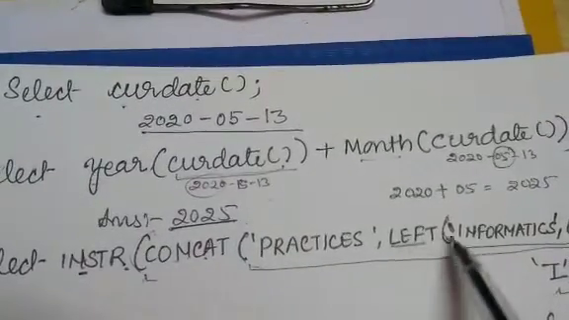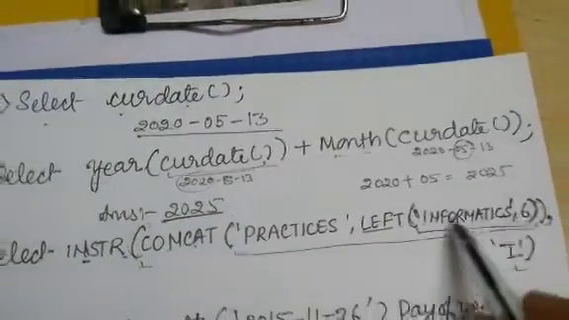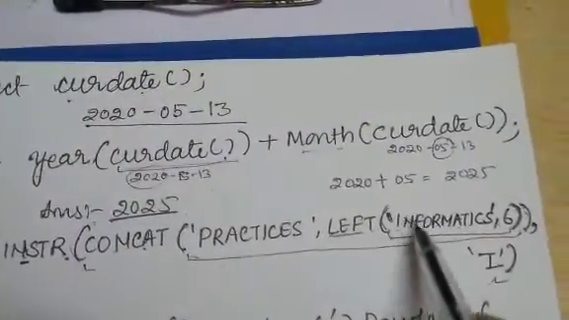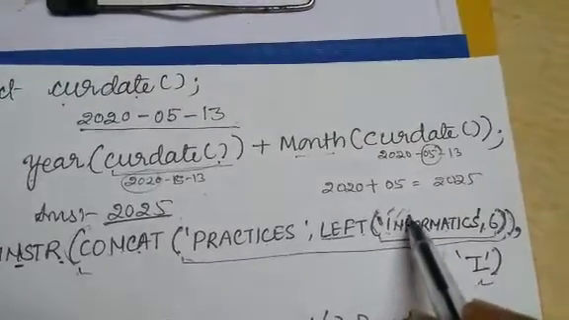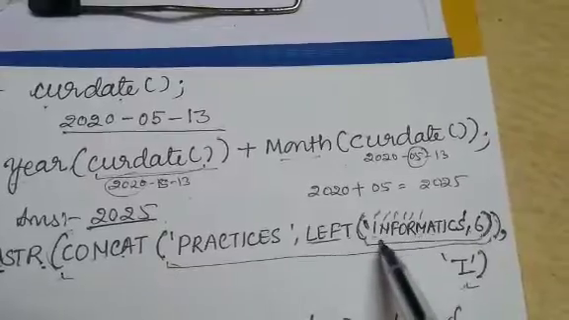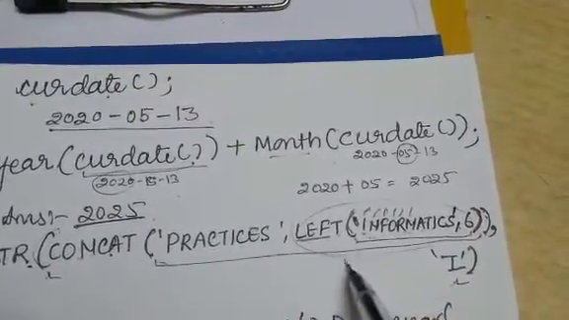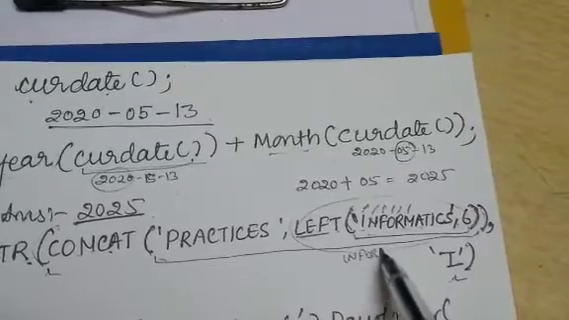Now this LEFT has two arguments, in format, comma 6. So LEFT will extract 6 characters from the left side. So 1, 2, 3, 4, 5, 6. So the answer will be inform. You can use pencils for this. This answer will be inform.